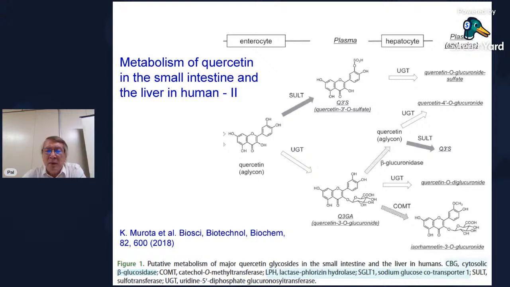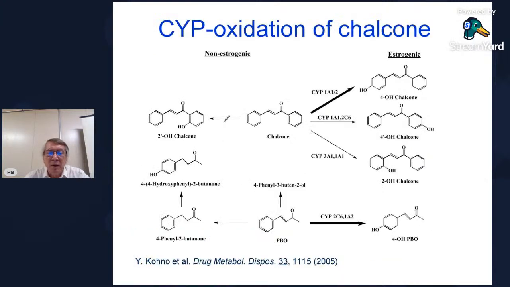In the plasma, catechol O-methyltransferase can methylate the meta hydroxyl group of the aromatic substituent. So this was a particular example of how a foreign compound undergoes metabolic transformation when it gets into the body.